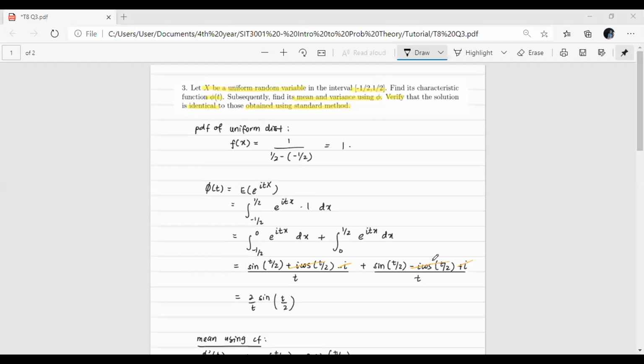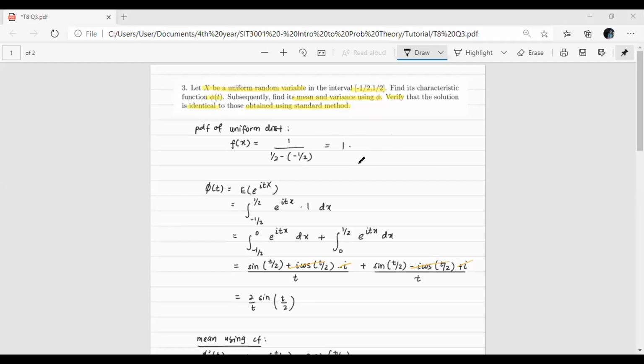Doctor, can you see my screen? Yeah. Okay, so for number 3, let X be a uniform random variable on the interval from negative half to half, and find its characteristic function and its mean and variance using phi, and then verify using the standard method.